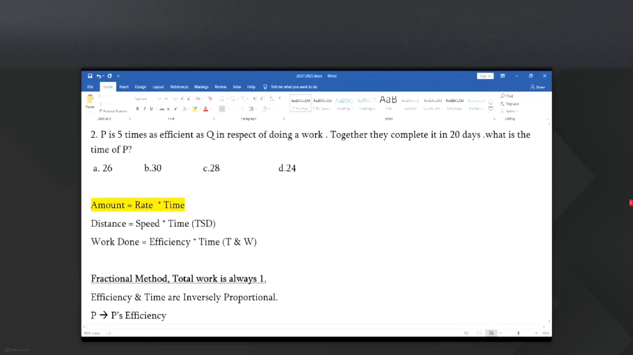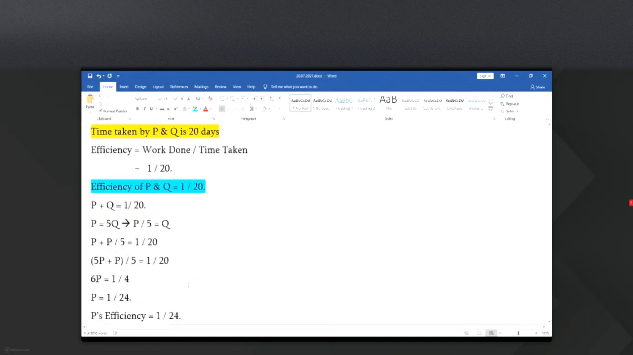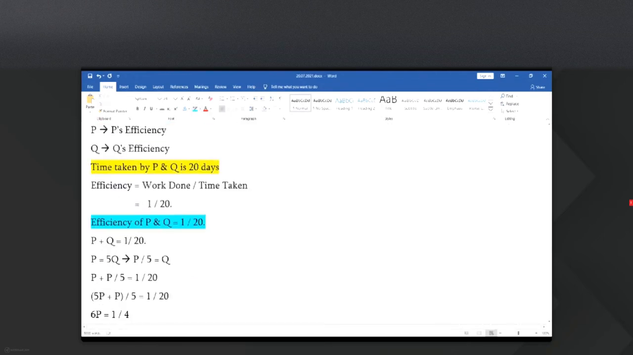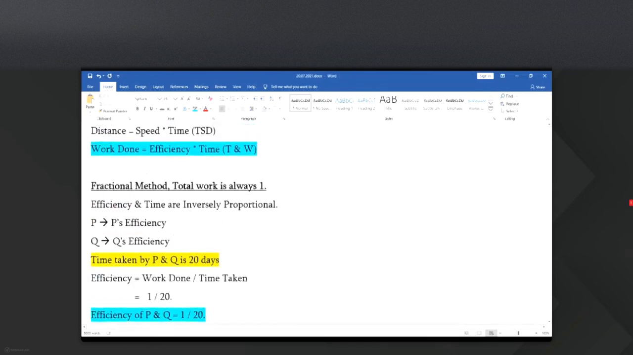Right. So because of this, guys, if you can remember this one formula, work done is equal to efficiency into time, this is what you keep on using here. Because you remember efficiency is work done by time, right? If you know that work done is equal to efficiency into time, efficiency will be work done by time. From this you can derive that time would be equal to work done by efficiency.